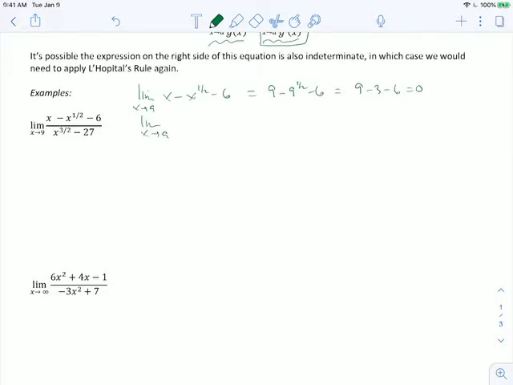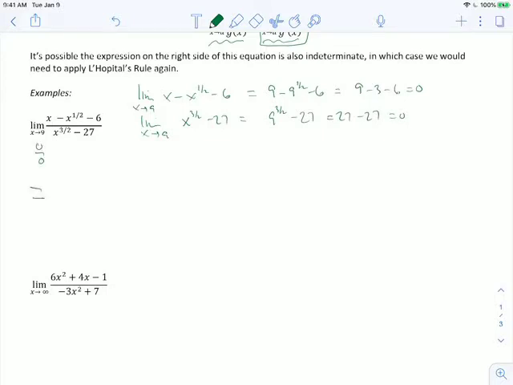The limit as x goes to 9 of x to the 3/2 minus 27 is 9 to the 3/2 minus 27. 9 to the 3/2, we take the square root of 9 to get 3. We cube that, we get 27. So this is indeed 0 over 0.